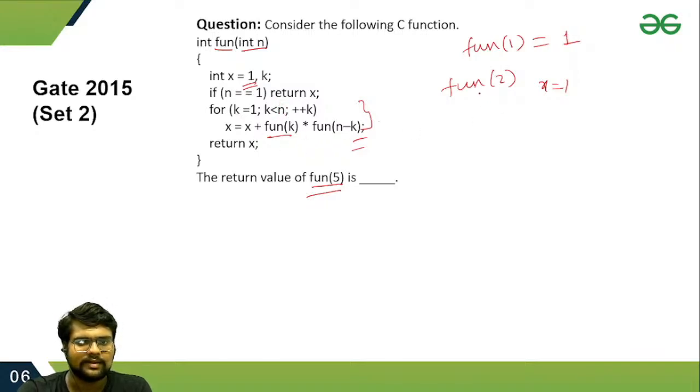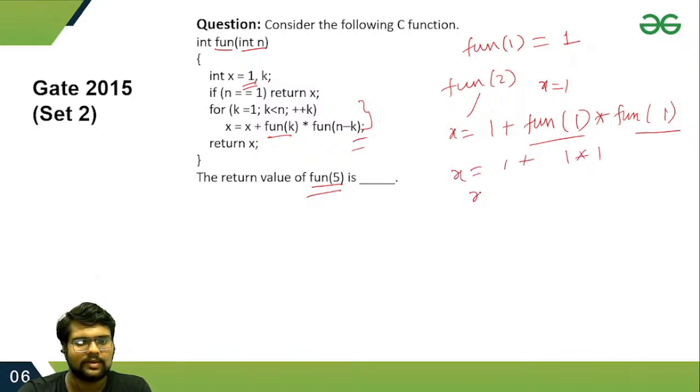So it will result in x. The x value is 1. So 1 plus fun of k, which is 1, into fun of 2 minus 1, that is 1. So fun of 1 is 1, and fun of 1 is 1. So 1 into 1, so it will be 1 plus 1. So x will be 2.